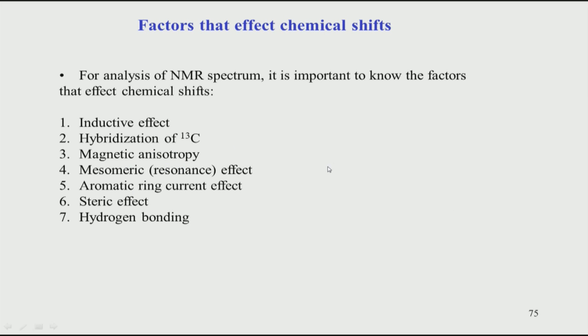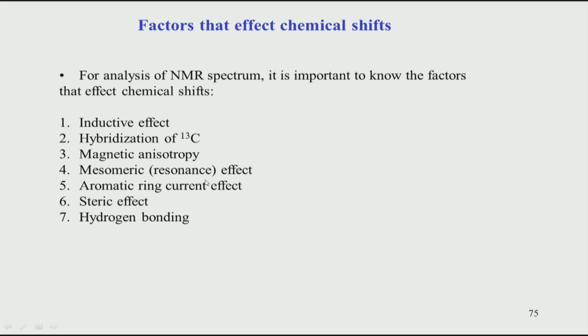So, now the question arises: what determines these kind of values? How do you decide that a particular hydrogen atom will come in the downfield region, upfield region and so on? There are a variety of factors which affect or influence the chemical shifts, and some of them are listed here, these are the major factors. We will try to go one by one through these effects. The most important effect is the inductive effect, followed by hybridization and so on. So, let us start from the inductive effect.